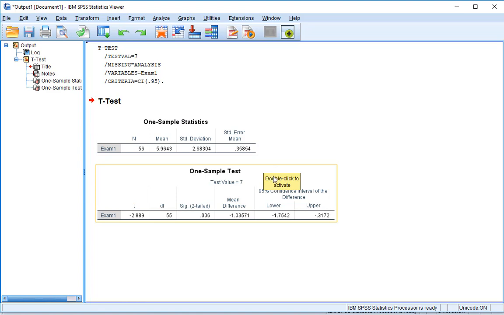When we look down here at the one sample test, we see our t-score is negative 2.889. Our degrees of freedom is 55, which is just the number of participants minus the samples.